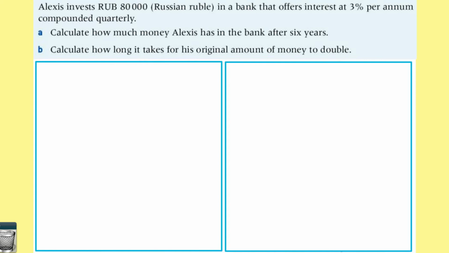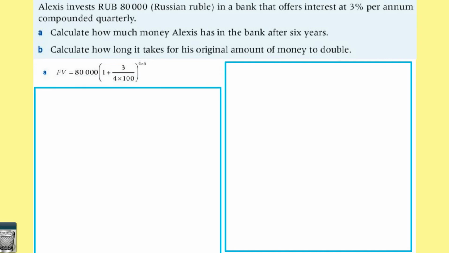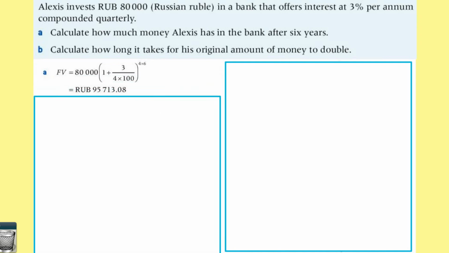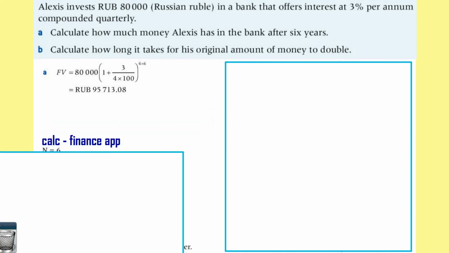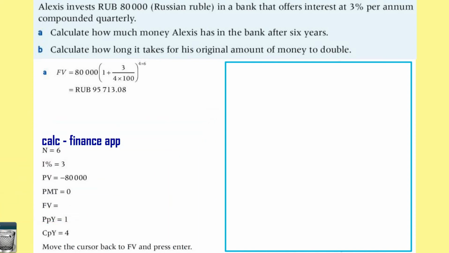So the first one, we want to calculate how much she has in the bank after 6 years. So algebraically, plugging into your formula is this. So you should get this many Russian rubles. When you plug it into your calculator, you should use these commands. Okay, and you're solving for the future value. Notice the compounds per year changed to 4. Okay, that's how I would do this.